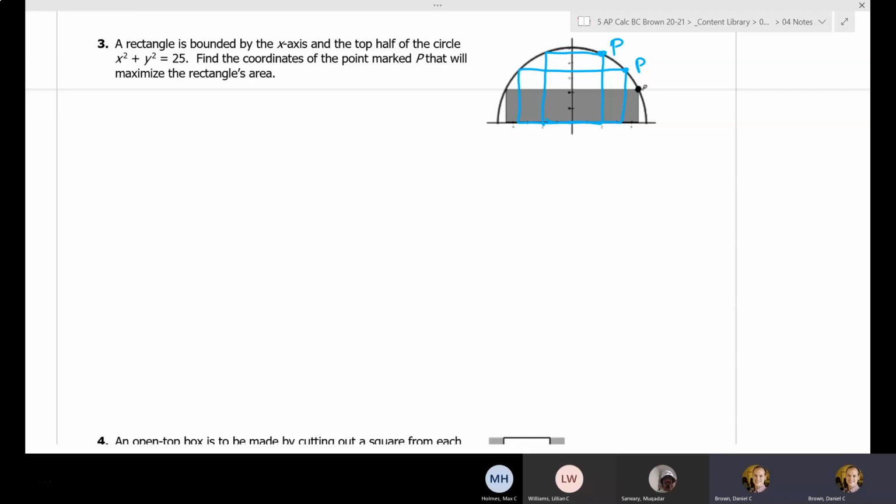As you're trying this on your own, the idea you're thinking about is you need to figure out the primary equation. The primary equation is what you're minimizing or maximizing. It says you're maximizing the rectangle's area, so you need to find some sort of formula for area, and you need to write that area in terms of one variable. These problems are nice because if you're looking for the secondary equation, they give it to you. That is the circle equation. But go ahead and see what you can do with this one.